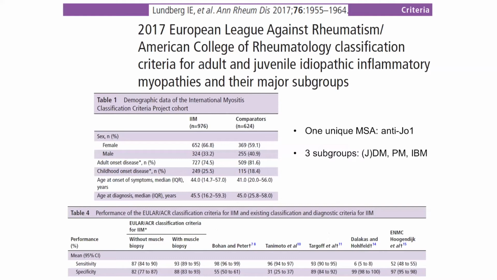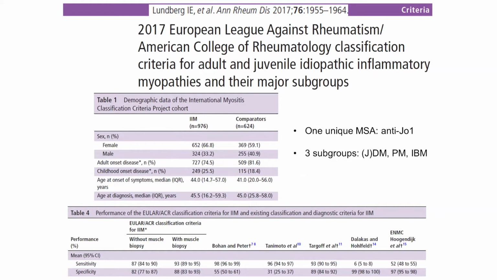Furthermore, more recently, Ingrid Lindberg published this paper with a group of rheumatologists, and they obtained a huge amount of money from one European FP7 grant to revisit the classification of myositis. And they did it with modern statistical analysis on a group of roughly 1,000 myositis patients and 600 comparators with different neuromuscular disorders. We have no clear ideas of these comparators, and it might be one of the problems.